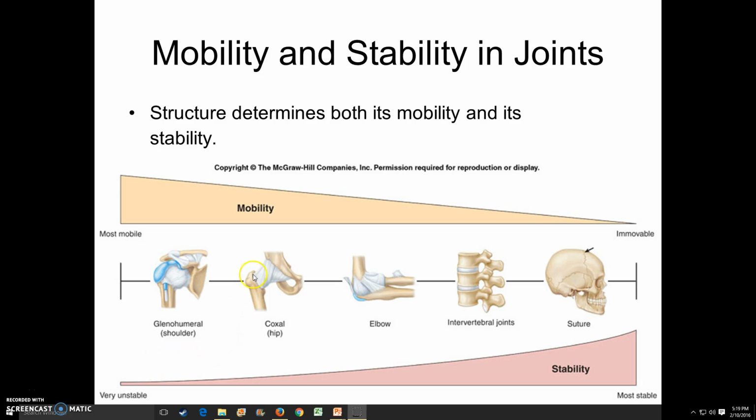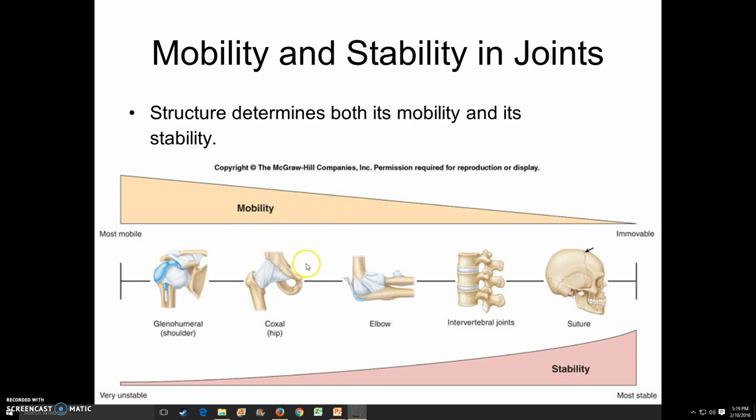So we start with our inverse relationship between the mobility and stability of joints, and you can see across from left to right that there's a high degree of mobility in the glenohumeral joint, which is the shoulder joint, as we talked about with the ability of the scapula to move, as well as that glenohumeral joint. There's quite a large amount of range of motion possible at that joint.